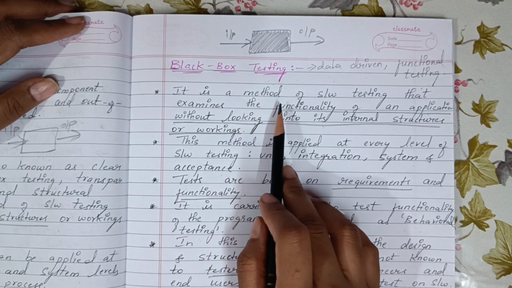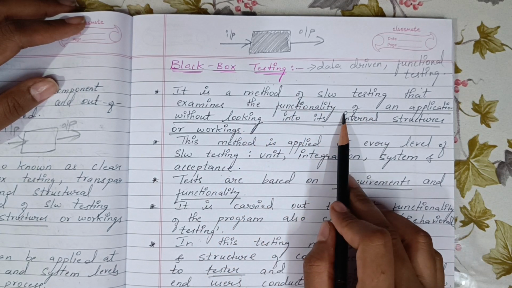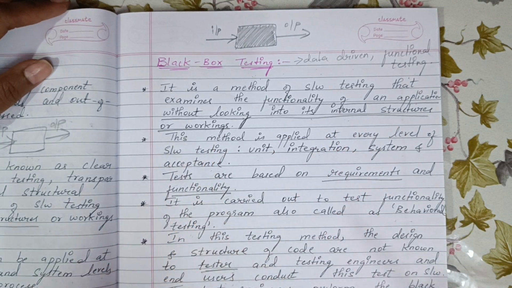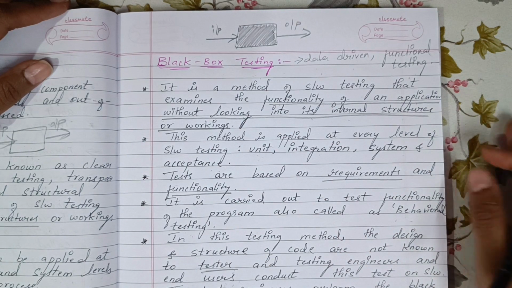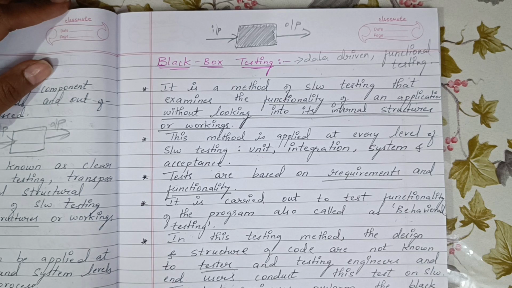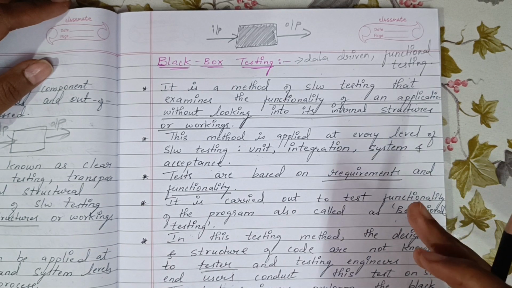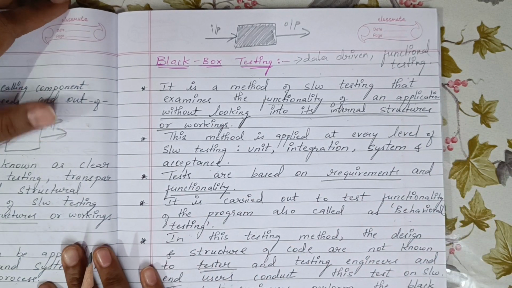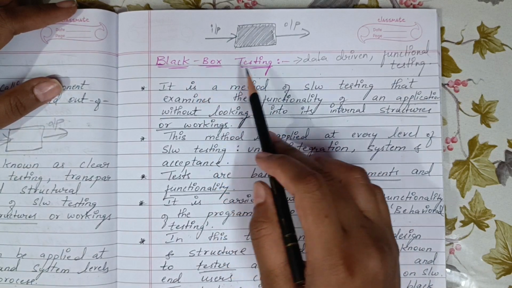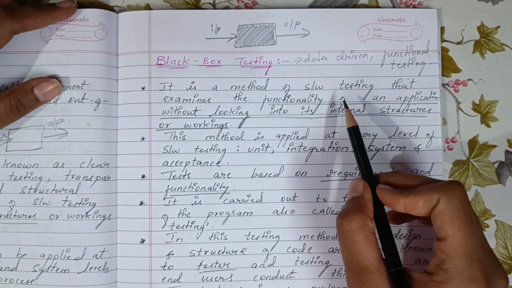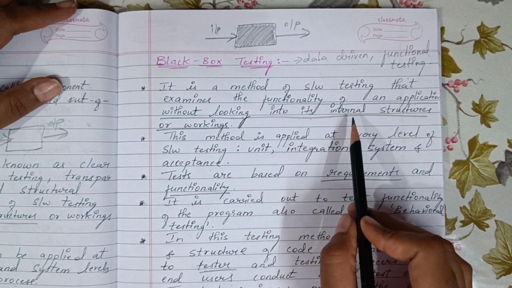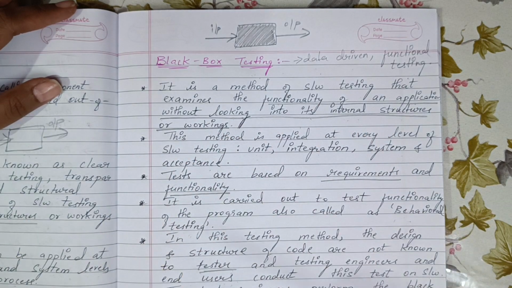It is an approach of software testing that examines the functionalities of an application without looking into its internal structure or working. In the previous approach, white box testing, what did we see there? Mainly we will be focusing on the internal structure. Whereas in black box testing, we'll be examining the overall functionalities of the software application without looking into the internal structure or workings of the application.